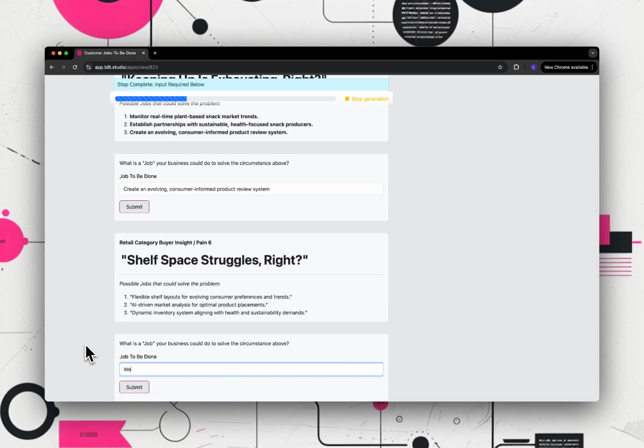So for this one, I'd say we offer products with really high shelf turnover. Meaning customers buy this all the time. I'd say like all year round. There we go.